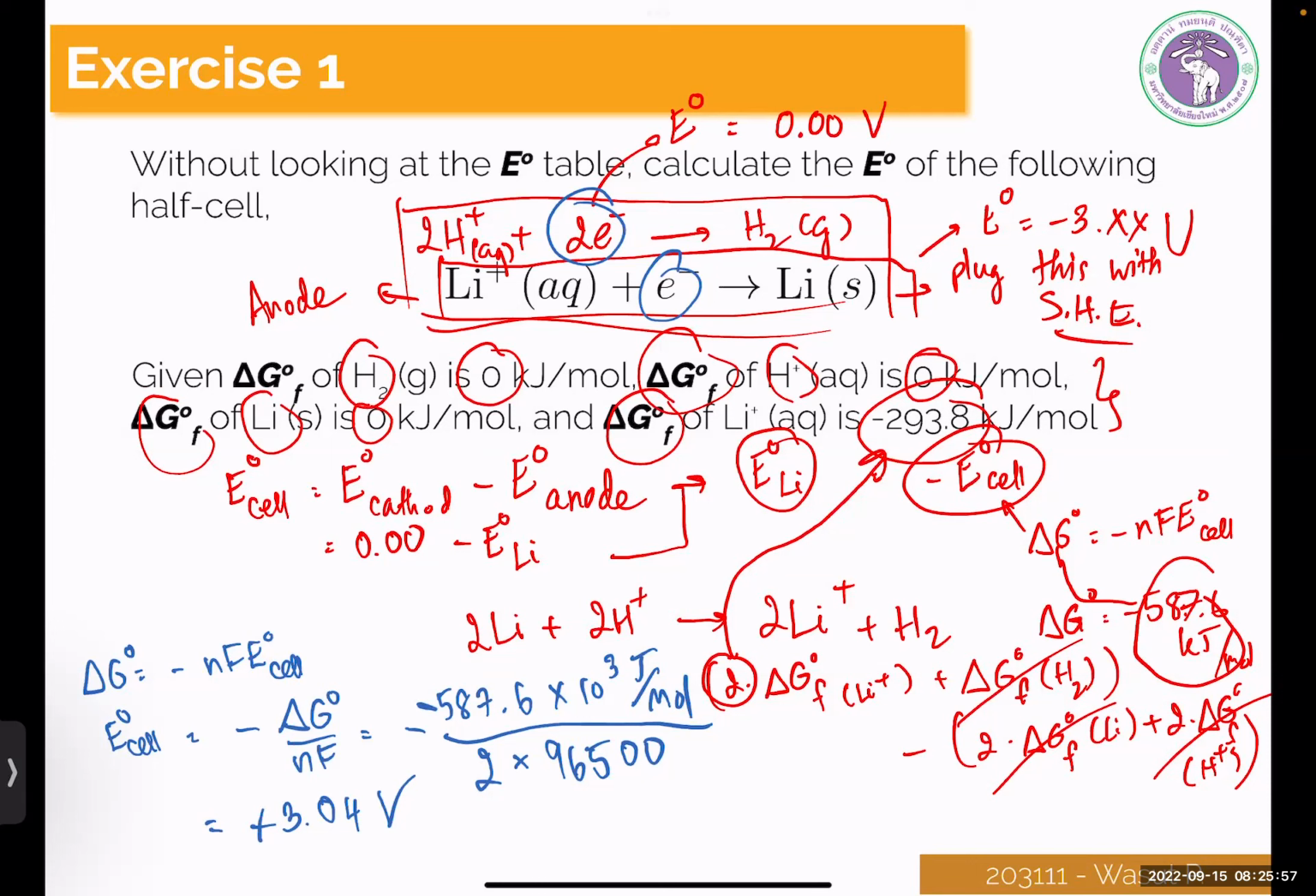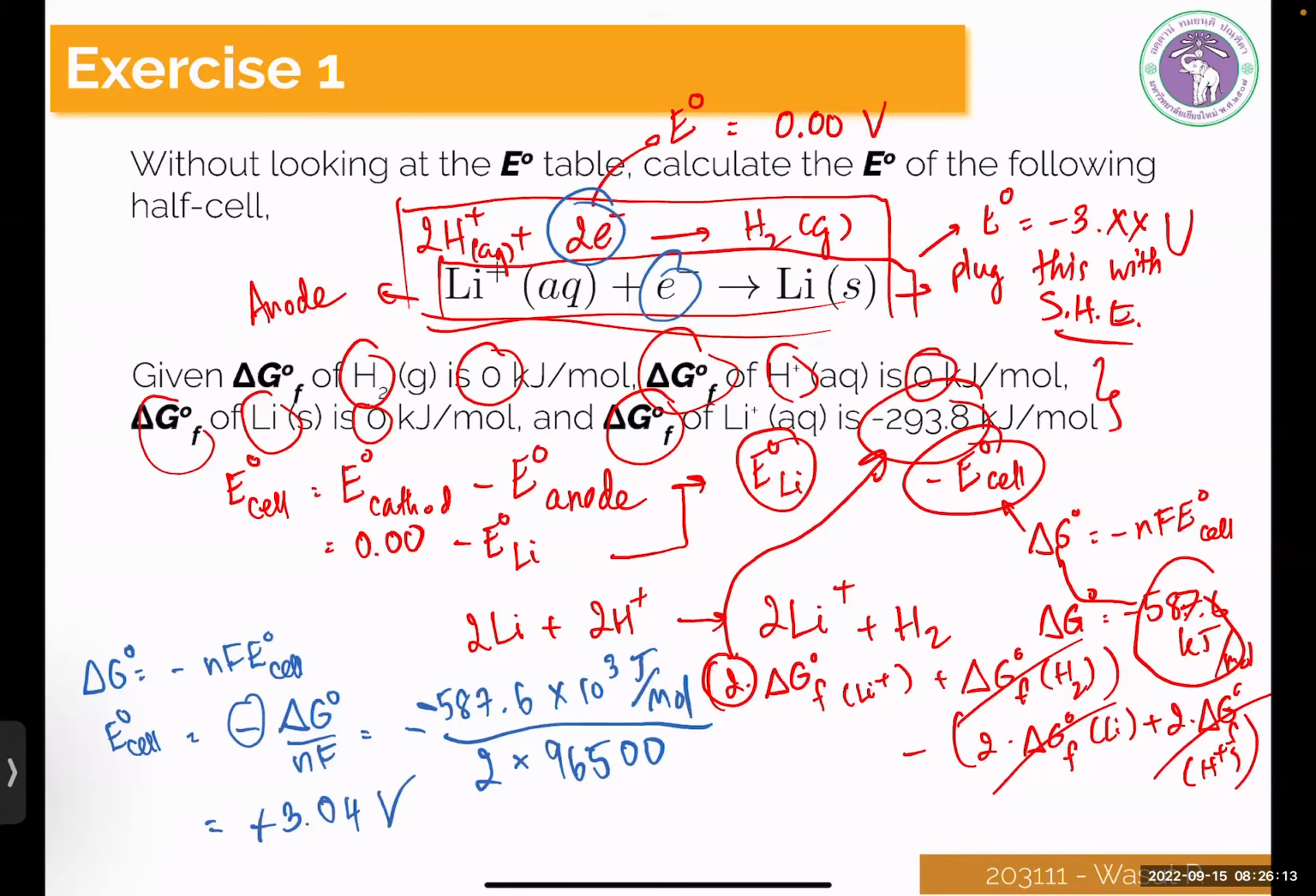Okay, don't forget about the sign. My delta G naught was already a negative number, so you have a minus here from this, and then combine with another minus sign. So my answer here for E naught cell is positive. It's plus 3.44 volts. But I didn't ask for E naught of the cell.